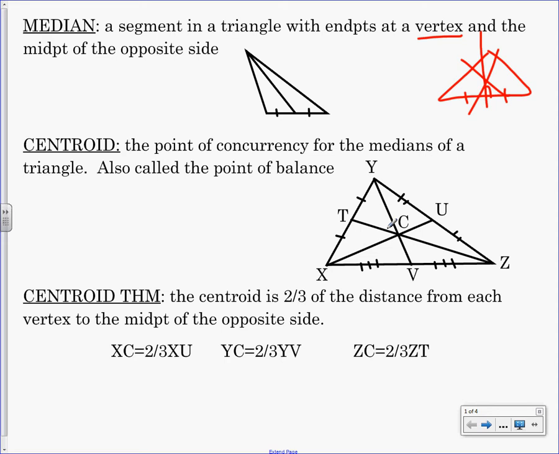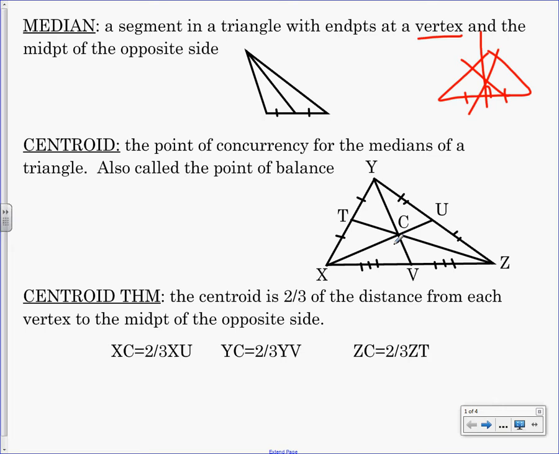So anyway, if you look, this is a median. YV is a median of triangle XYZ because it goes from the vertex to the opposite side, cutting it into two congruent pieces. Same here, same here. So this right here is the centroid because it's where the medians meet. Does that make sense? Just like the concepts from the other day.